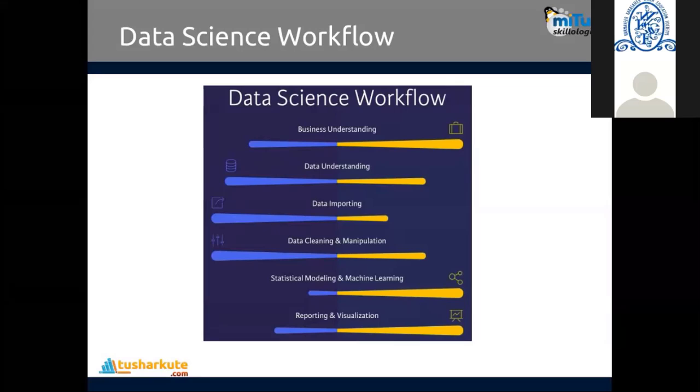Machine learning and statistical modeling. We build a model with respect to the data, and then we create some predictive analytics project out of it, and finally we do the decision making, reporting, visualization, whatever you want to do. That is the sixth and last step involved in the data science workflow.